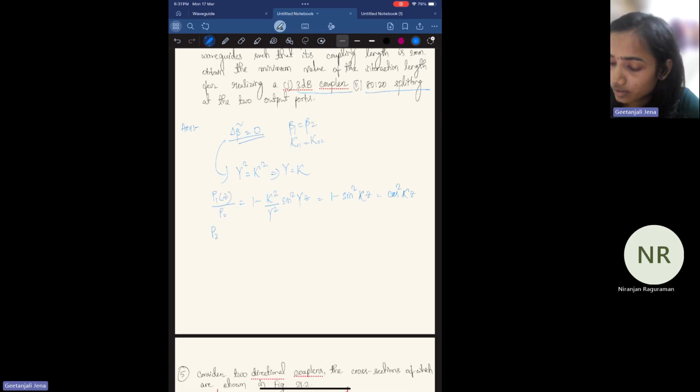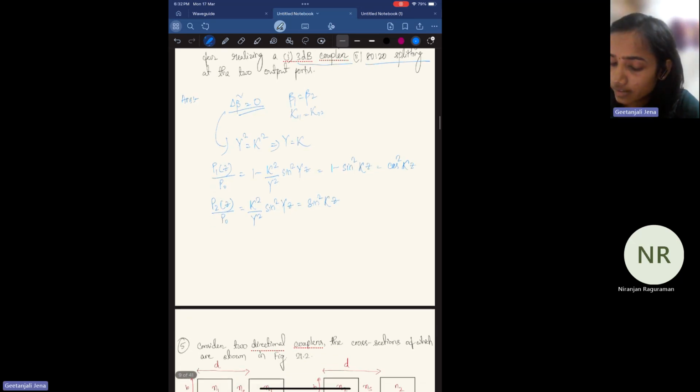Similarly, P2(z) is kappa square over gamma square sine square gamma z. That means this is equal to sine square kappa z. So let us see what the interaction length is for 3 dB coupling.